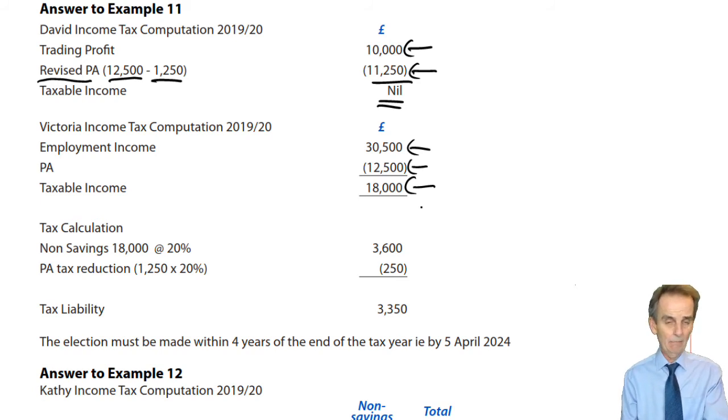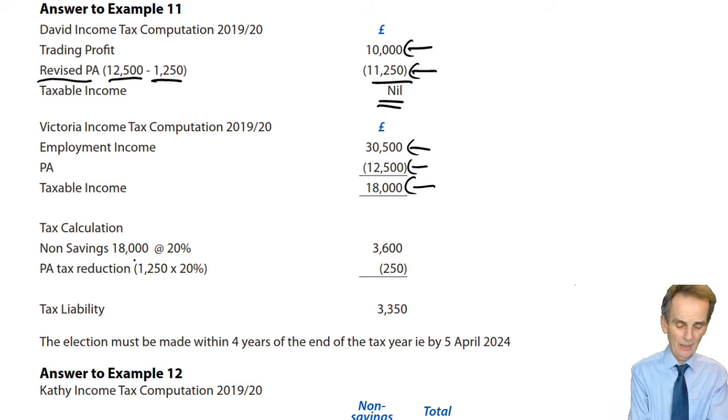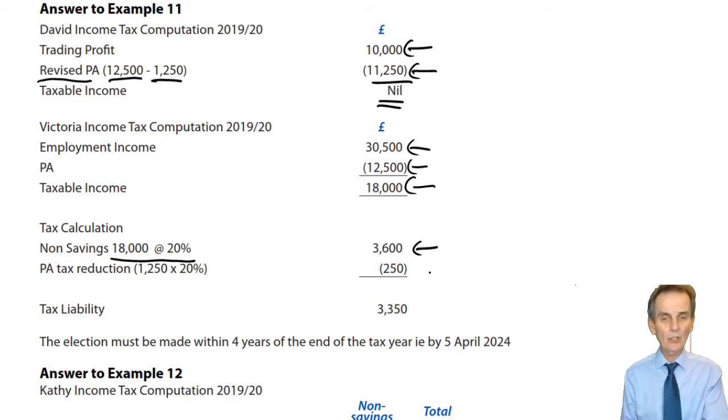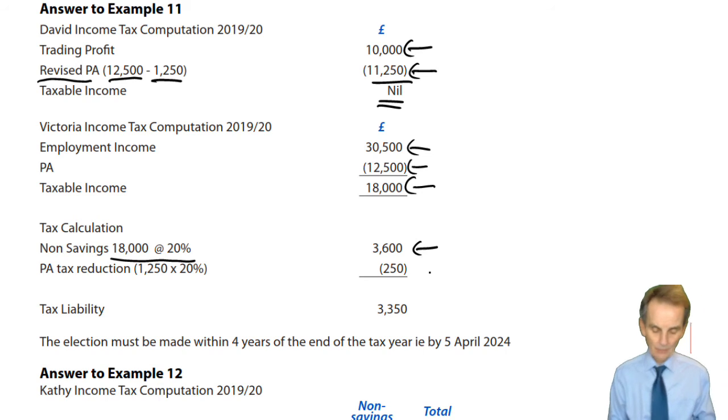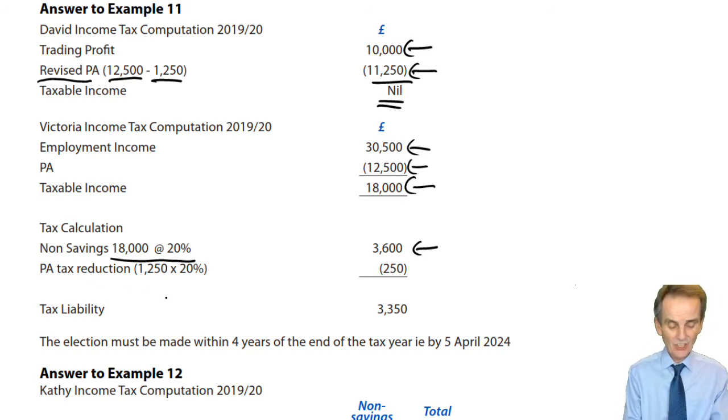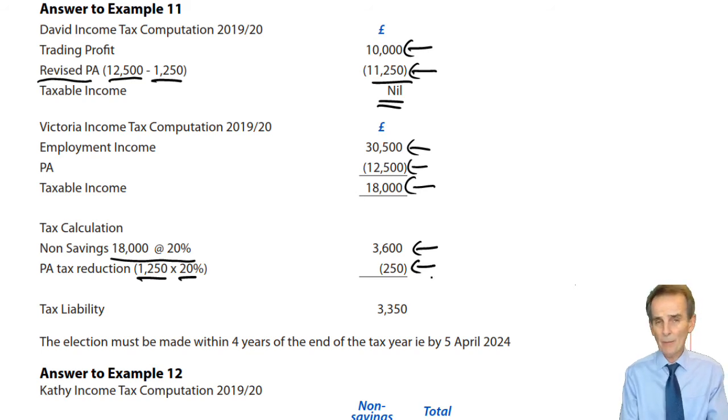So what type of income is it? Employment income, non-savings, within the basic rate band, so 18,000 at 20%. It means she would, without this election in force, have been paying £3,600 worth of tax. What we now have is this tax credit, the personal allowance tax reduction, as you may call it, £1,250 at the basic rate of 20%. There's your £250 deduction. Therefore, instead of paying £3,600, she pays only £3,350. If it's going to apply for a tax year that has ended, then it must be made within 4 years of the end of that tax year. Again, it would be silly not to take advantage of that and get the benefit of a reduction in Victoria's income tax liability of some £250.